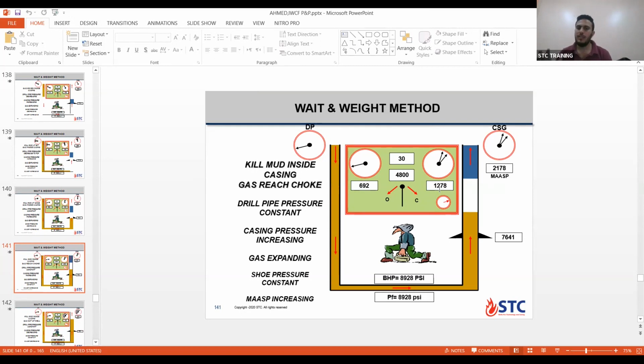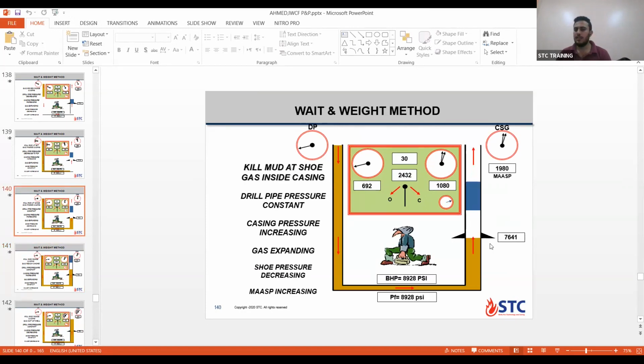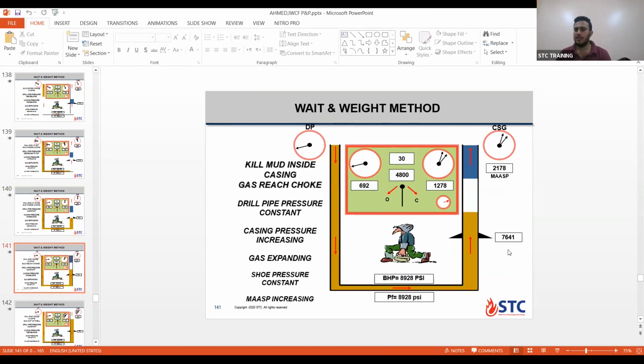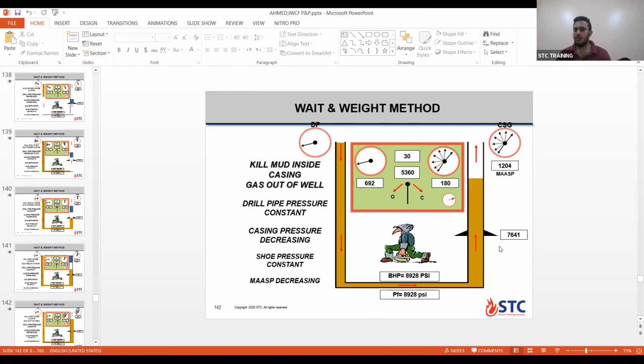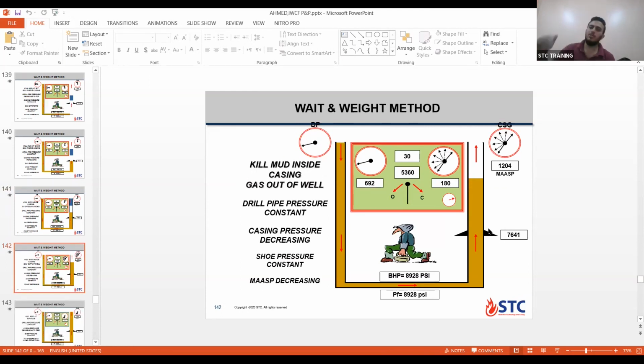Now, if we find that casing pressure starts to exceed the MASP, and your influx is in the casing, no problem. No problem if your influx is inside the casing and you exceeded the MASP, okay? You didn't fracture the formation as you are here. If you look here, your casing shoe pressure will stay constant, stay constant, as long as your influx is above the casing shoe.